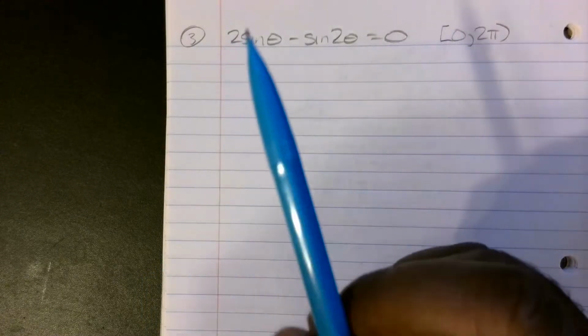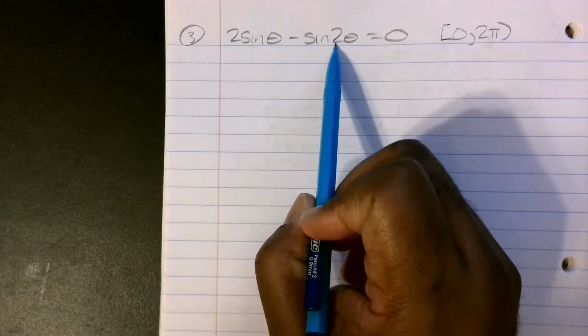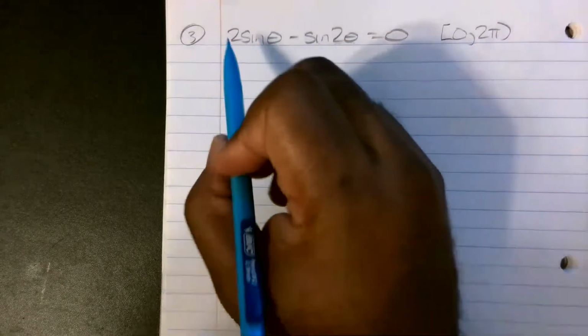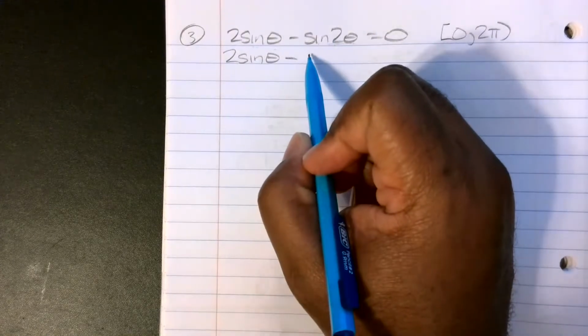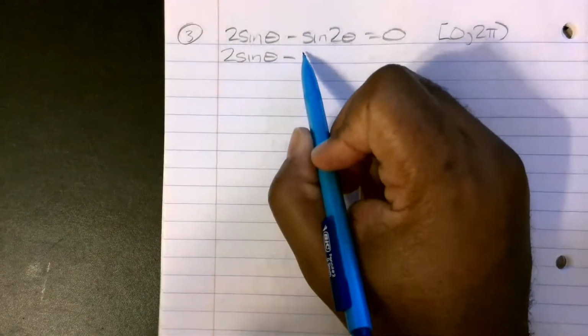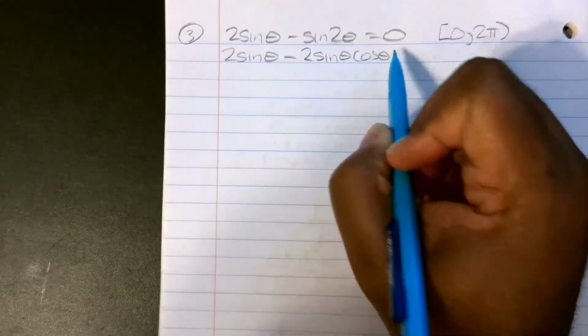All right, so again, we like all of our trig functions to be the same. In this case, our variables are different, and our variables have to be the same too. So we're going to change this to sine of theta minus sine of 2 theta. There's an identity for that. It's called a double angle identity. Sine of 2 theta, we know, is 2 sine of theta cosine of theta.